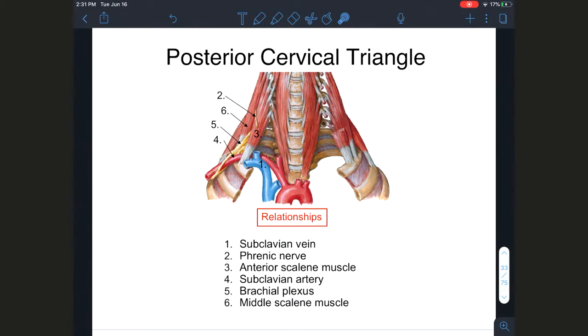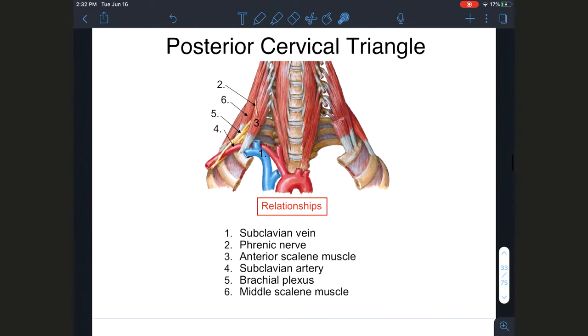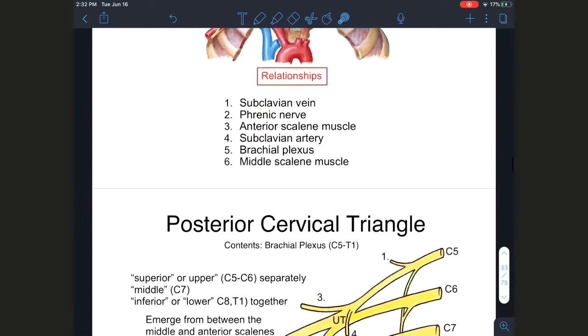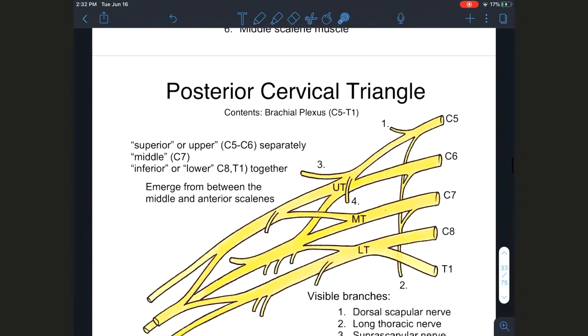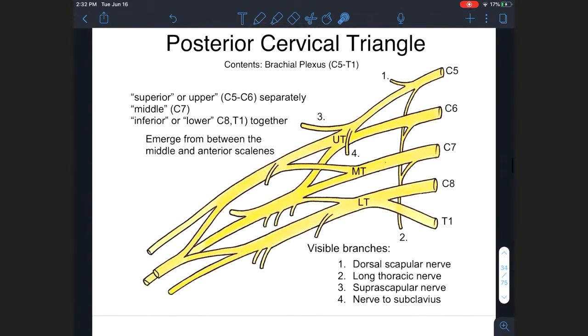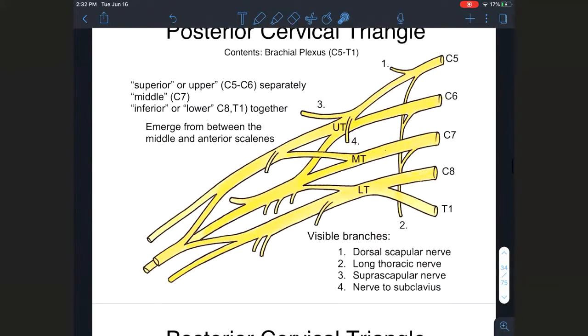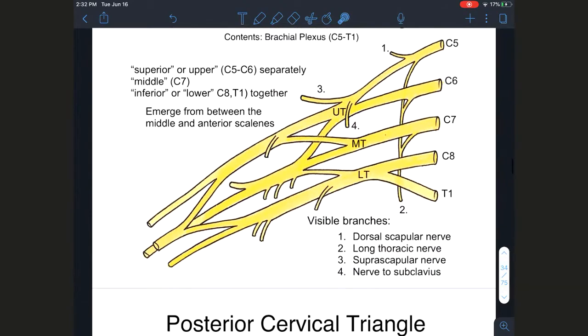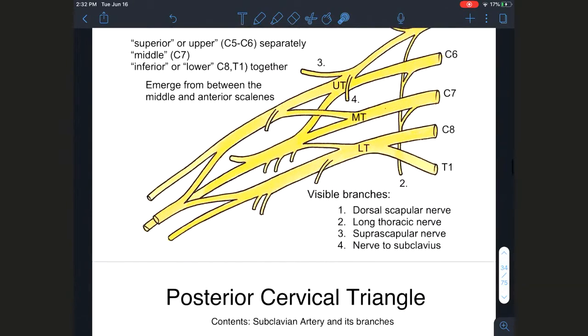I think that's pretty much it. We went over the brachial plexus coming out of there, the subclavian, and the phrenic. I think that's pretty much all I have to say about that. Just know what comes out of the anterior and middle scalenes, and know what the consequences would be if they were impinging.